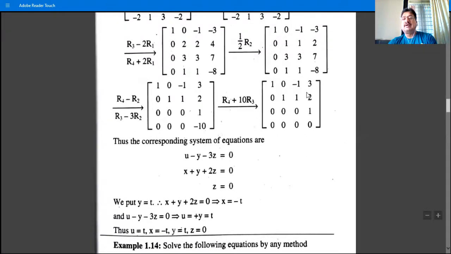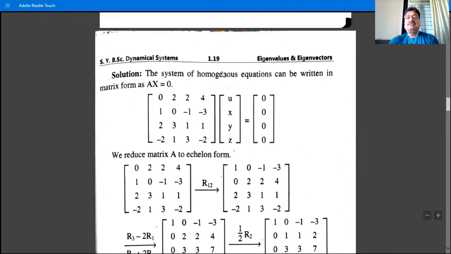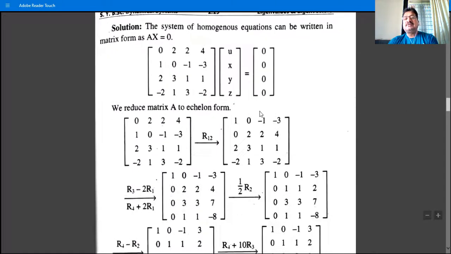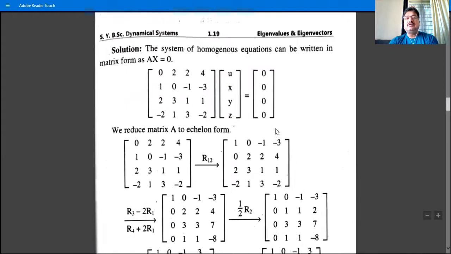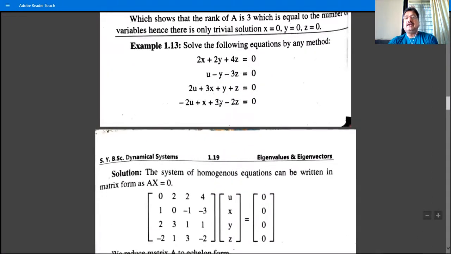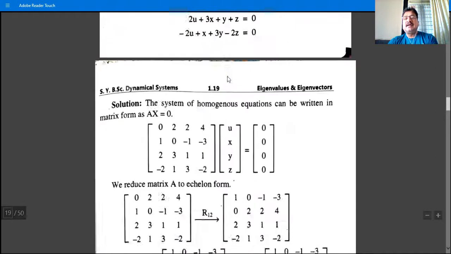It is called row echelon form. It is not reduced row echelon form. It is just row echelon form or echelon form. And what is the rank of A now? This matrix contains 3 non-zero rows only. The last row is 0. So rank of A is 3, and the number of unknowns is 4. So rank of A is strictly less than the number of unknowns, and therefore this system has infinitely many solutions, trivial as well as non-trivial solutions.